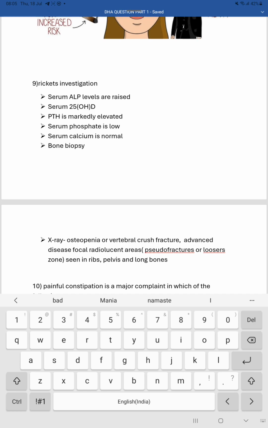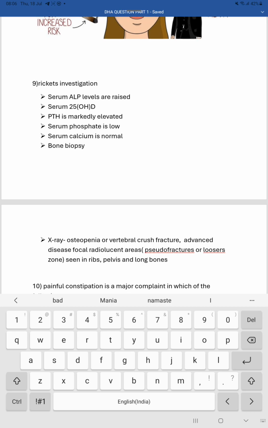Alkaline phosphatase is an enzyme which is released by the bone and liver. So whenever you have a liver disorder or a bone disorder, you can see increased ALP in the blood. And in vitamin D deficiency, you have to check the measurement of serum 25-OH vitamin D. Then parathyroid hormone also you have to check, that will be elevated. Serum phosphate will be low, serum calcium will be normal.